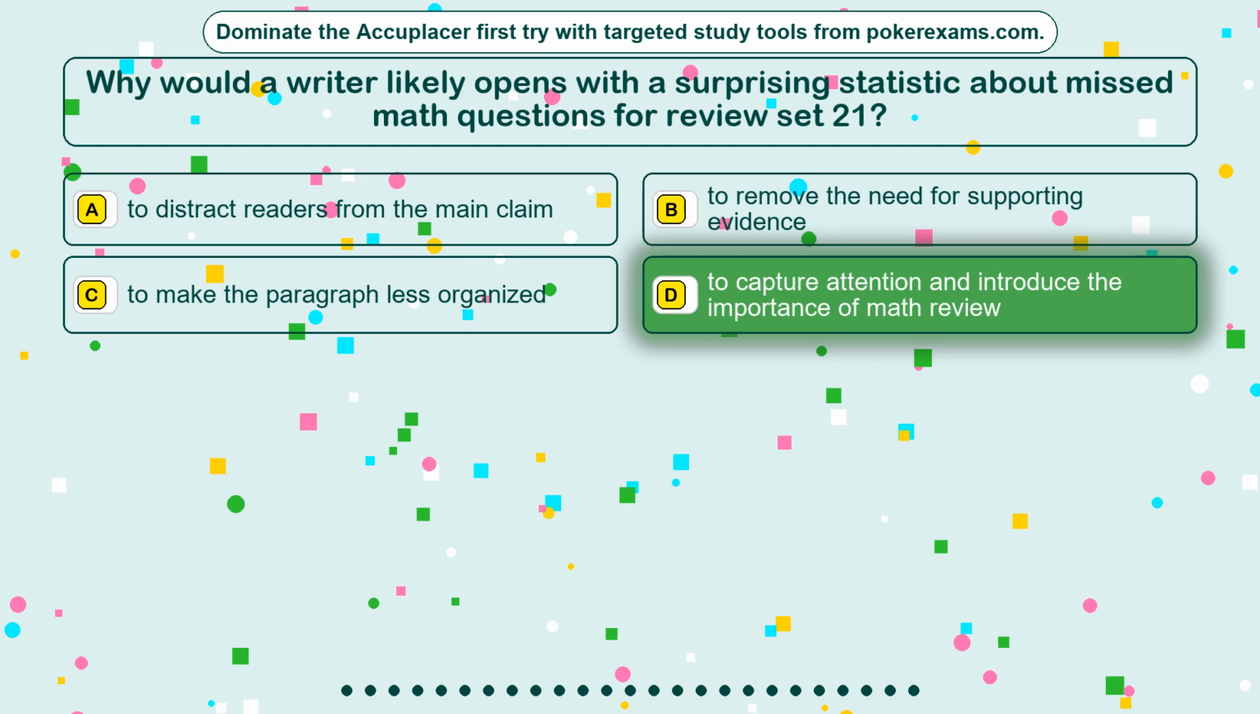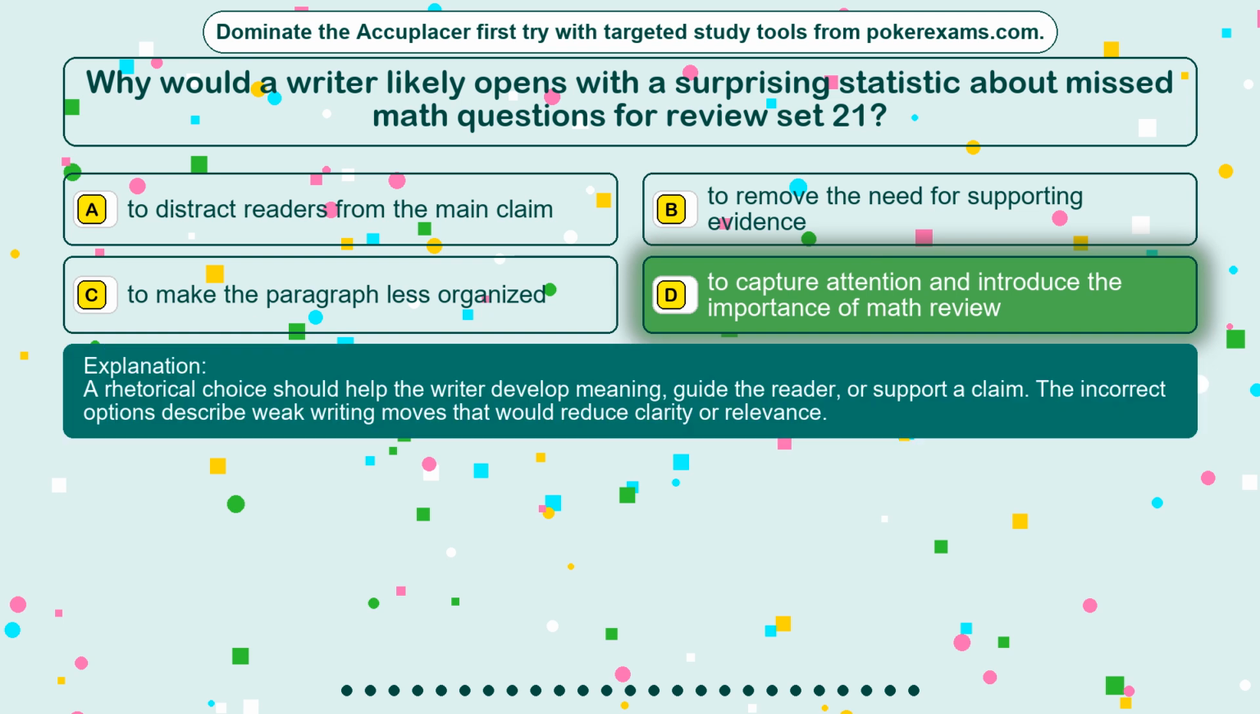The correct answer is option D, to capture attention and introduce the importance of math review. A rhetorical choice should help the writer develop meaning, guide the reader, or support a claim. The incorrect options describe weak writing moves that would reduce clarity or relevance.